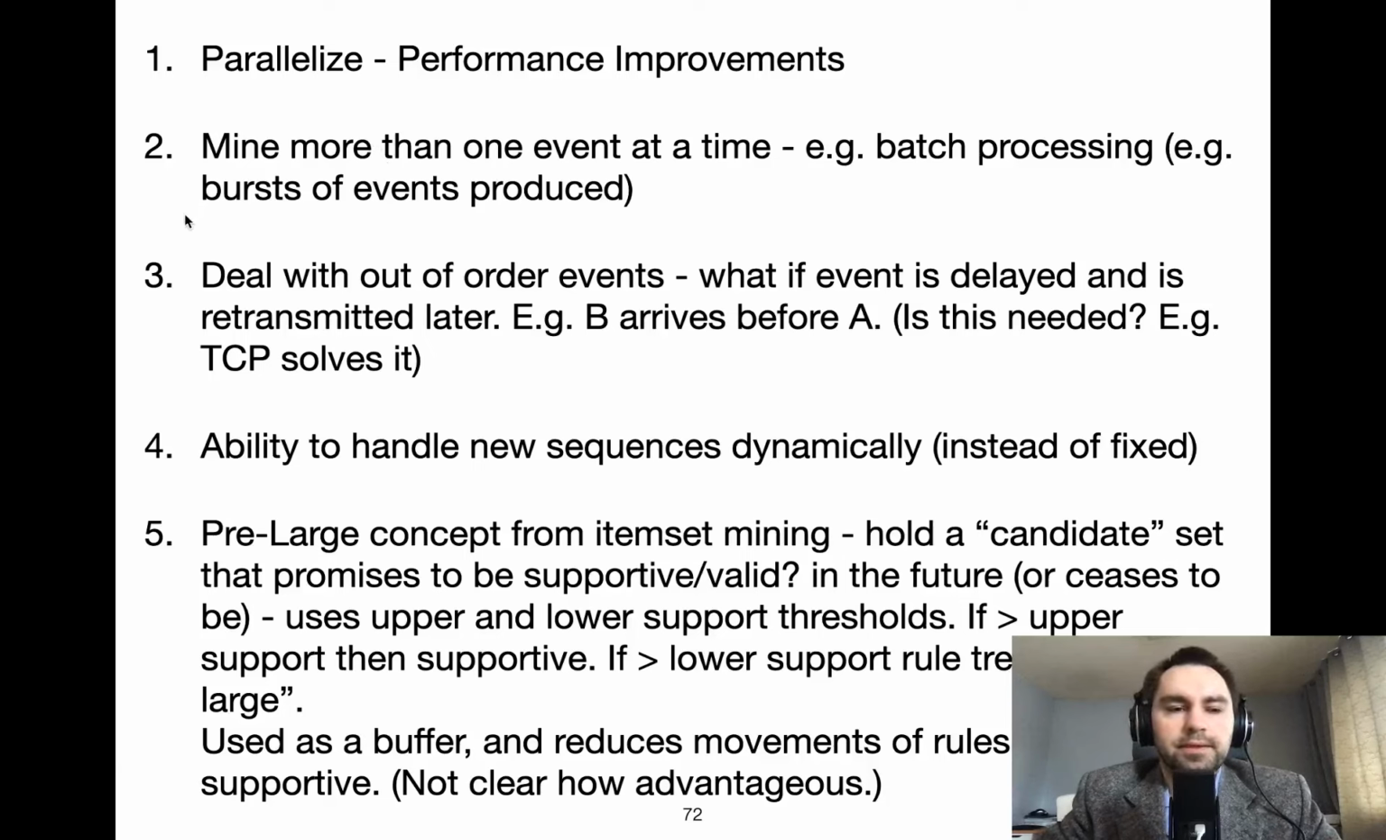For the future work, we would like to parallelize the algorithm, mine more than one event at a time, deal with out-of-order events. So if an event arrives out of order, can we handle it? Can we handle new dynamic sequences, right? Can we create new sequences in the database, not just events? And maybe we can make use of this pre-large concept from item set mining to improve our algorithm.